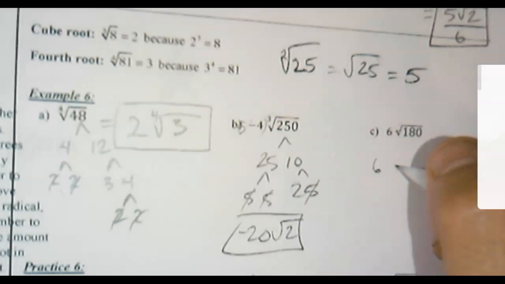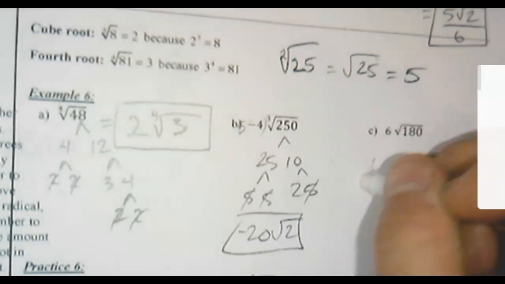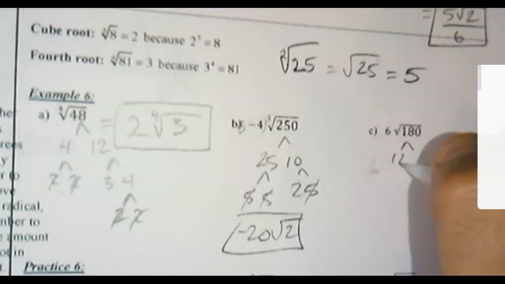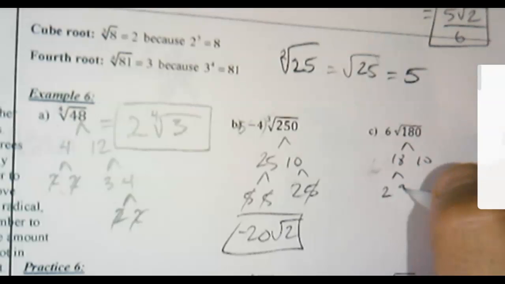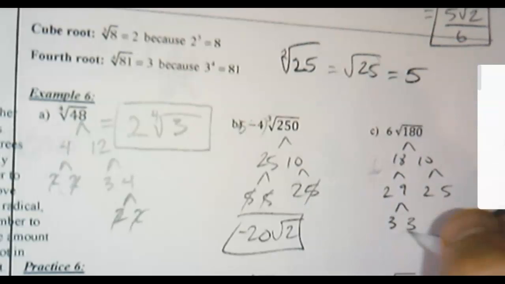I guess I could have just broken that down. Here, do that. 18 times 10. And 18 is 2 times 9, and 10 is 2 times 5, and 9 is 3 times 3, and now I have all prime numbers at the end of my branches.